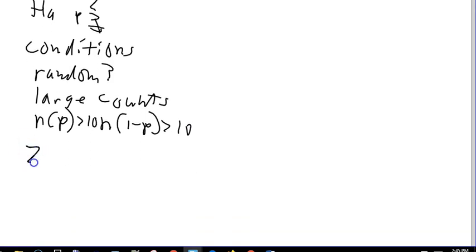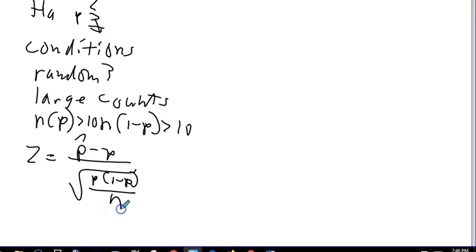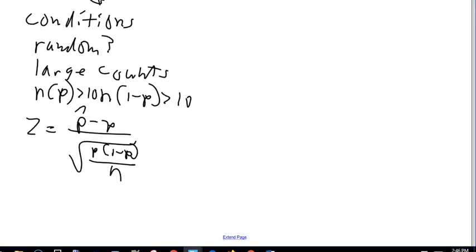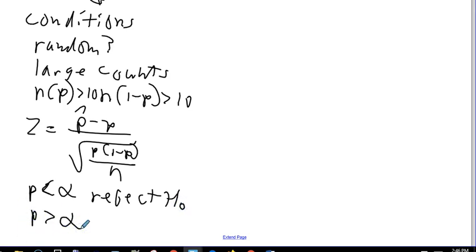Then we learned about the z formula, which was p hat minus p all over the square root of p times 1 minus p all over n. And then we would compare p to alpha, and if p was less than our alpha, we reject the Ho, the null hypothesis. And if p was greater than alpha, we failed to reject.